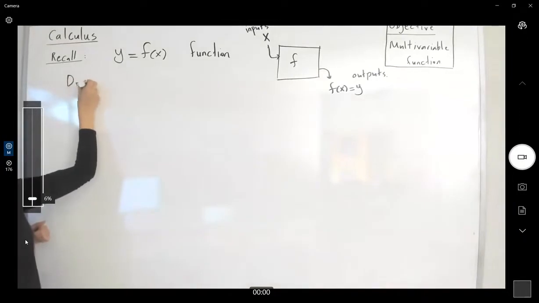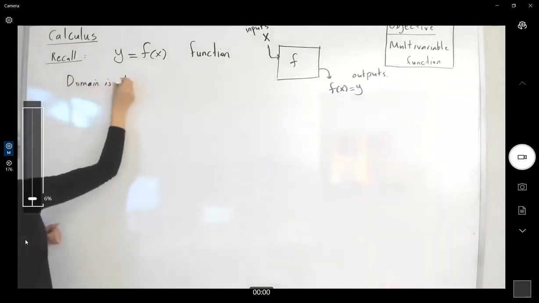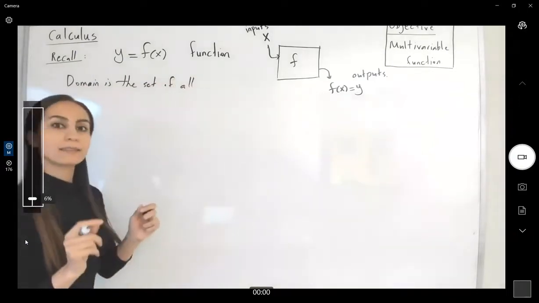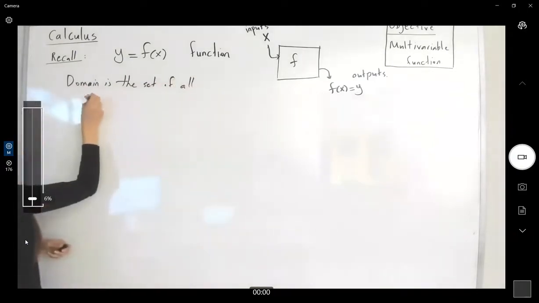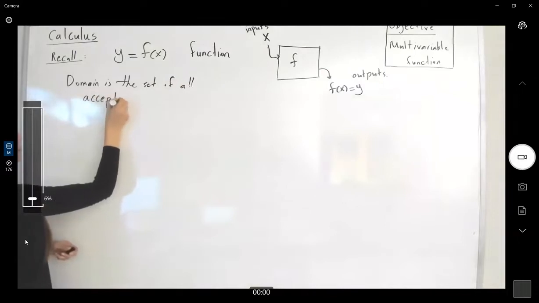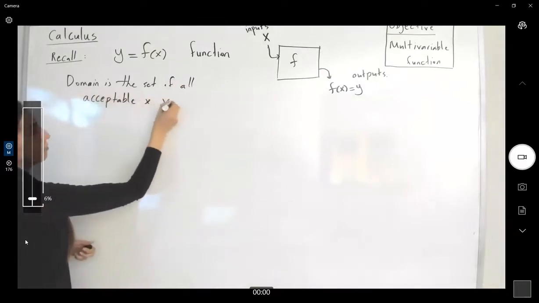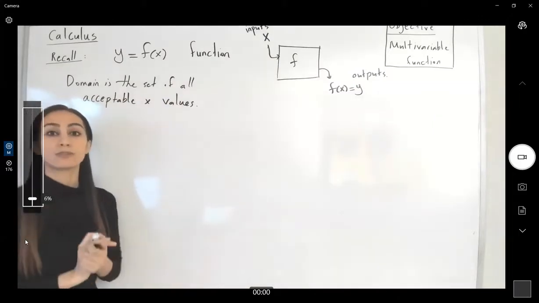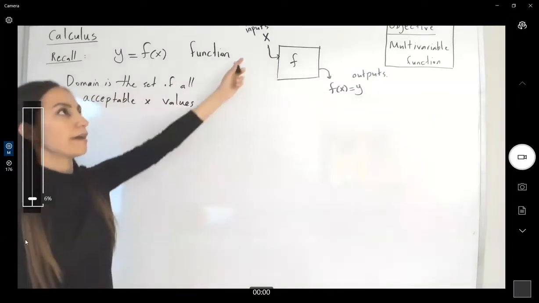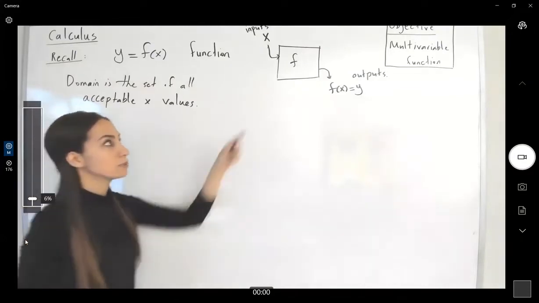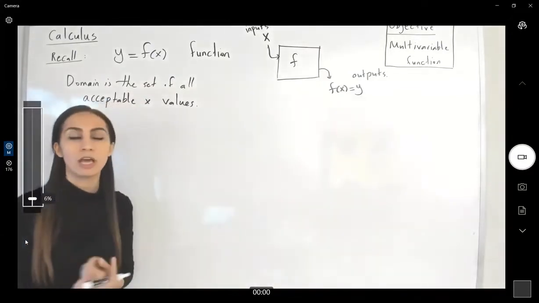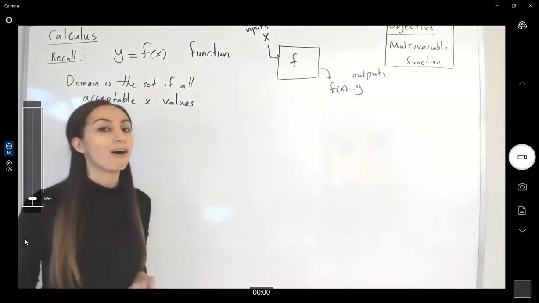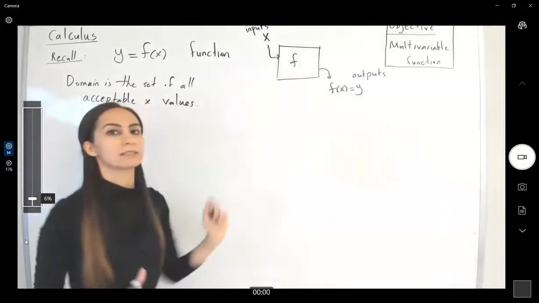Domain is the set of all acceptable x values. It means that we're not allowed to plug in anything that we like into this function. This function might be able to change some of the x values, not all of them. That depends on this machine.